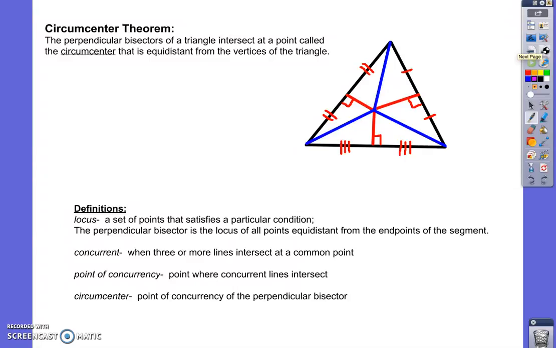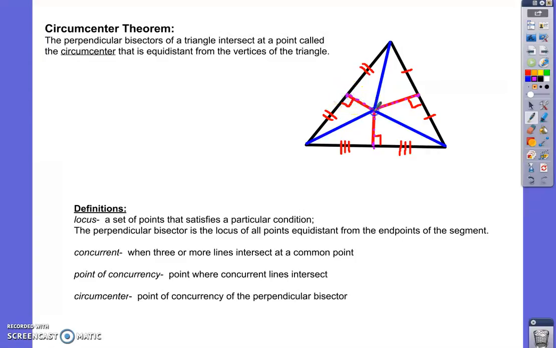The circumcenter theorem. Circumcenter. Okay, be careful with that one. It says the perpendicular bisectors of a triangle intersect at a point called the circumcenter that is equidistant from the vertices of the triangle. So that says if we have a triangle, if we draw the perpendicular bisectors, how many perpendicular bisectors would there be for a triangle? Correct, 3, because there's 3 midpoints from each side. So notice here is a perpendicular bisector. Midpoint here, this is a perpendicular bisector.